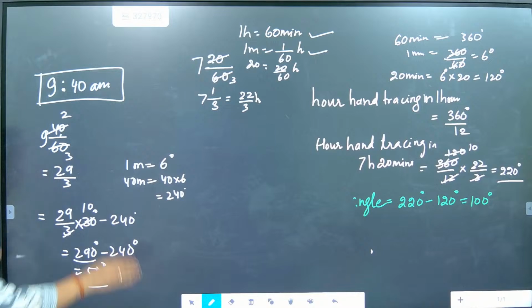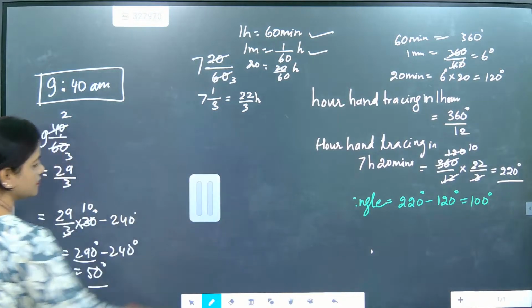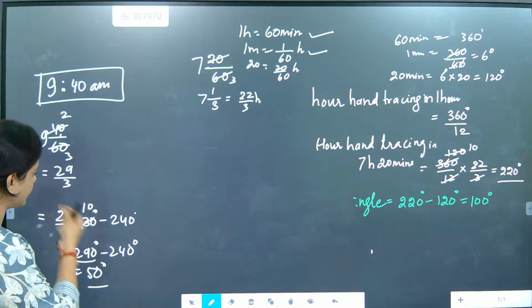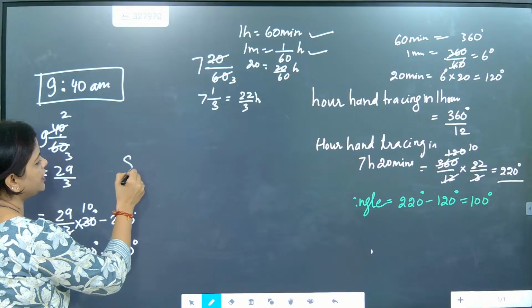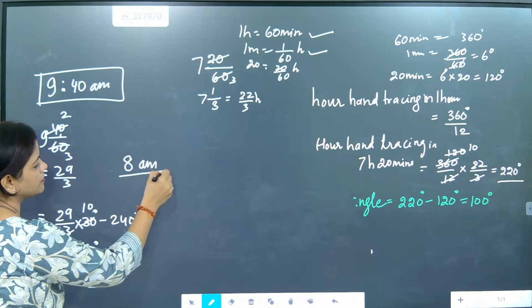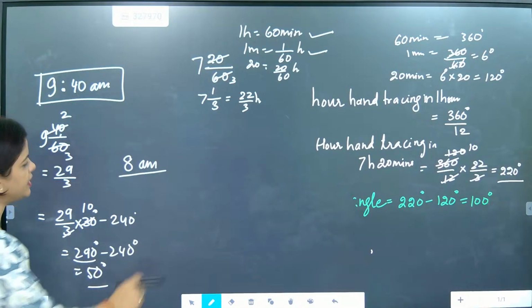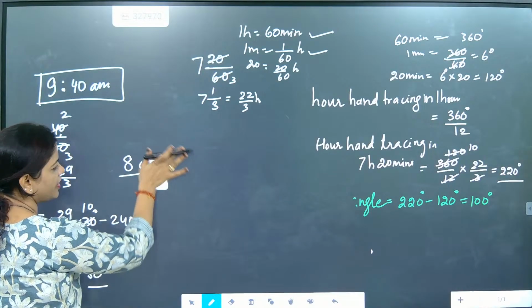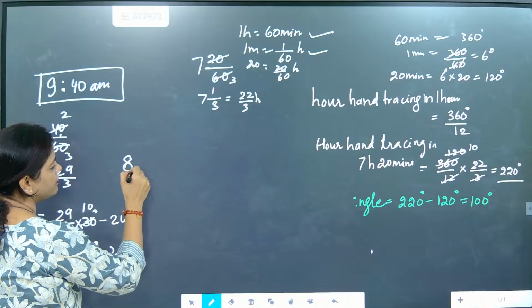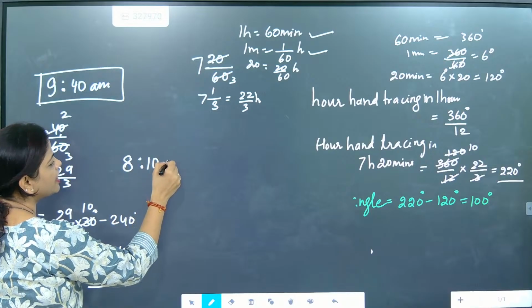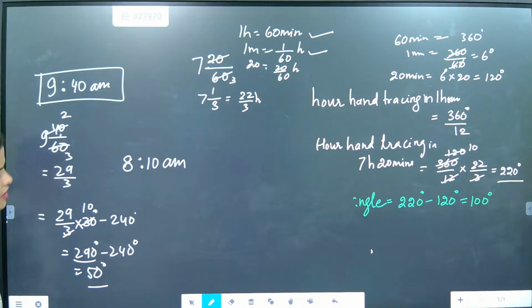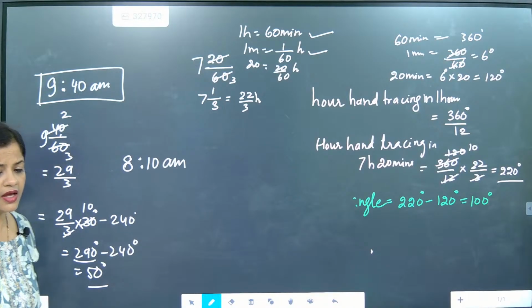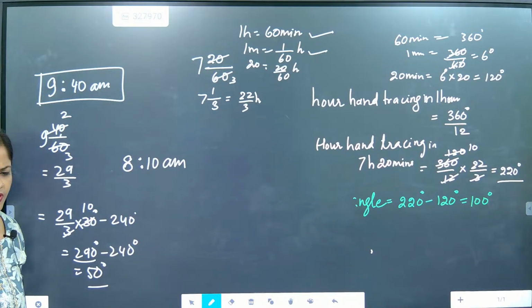One more we will do, beta. One more question, last. If somebody asks you about 8 o'clock, 8 a.m., we can't find the angle. So here 8:10, because we need the minute hand. 8:10. What is the angle subtended? This is the third question. Continuously I'm asking. 8:10. You can do it. Come on, go for it.